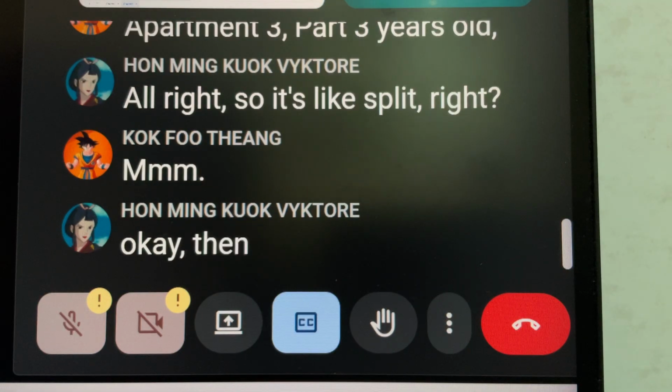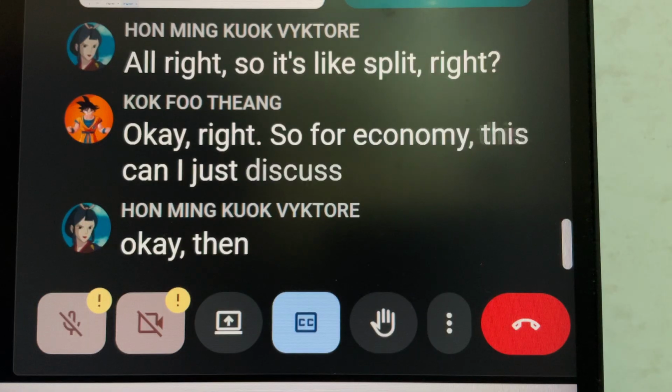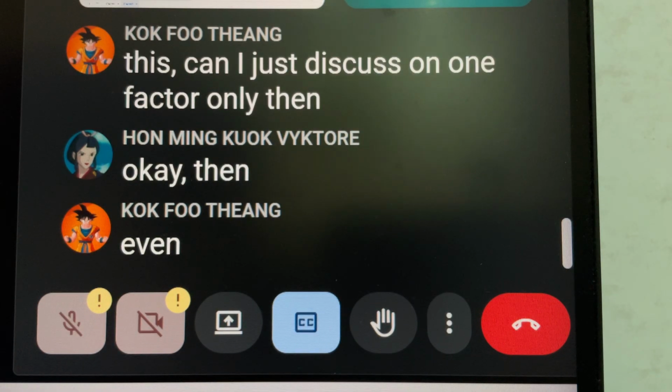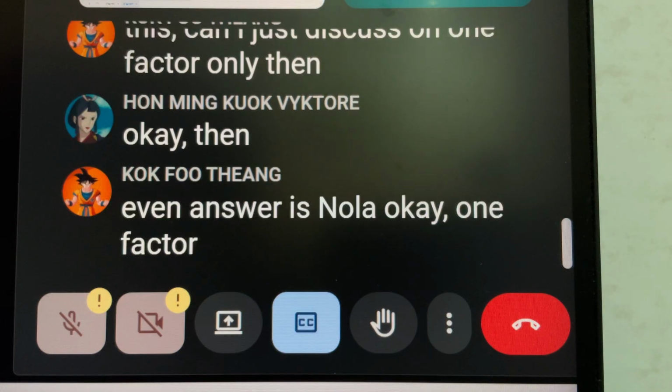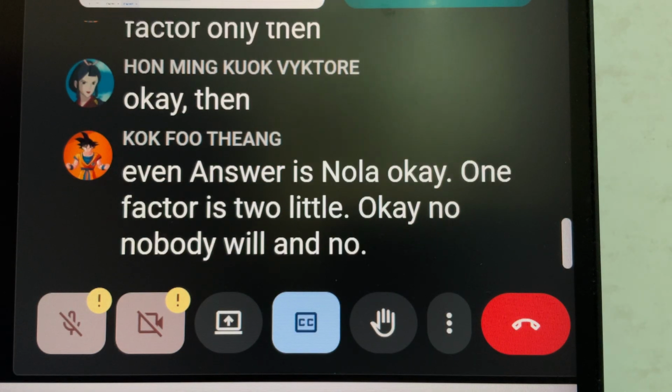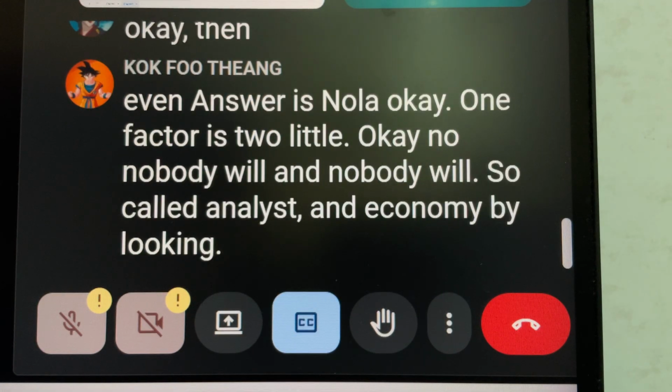Okay. So for economic analysis, can I just discuss one factor only? The answer is no. One factor is too little. Nobody will analyze an economy by looking at only one factor.